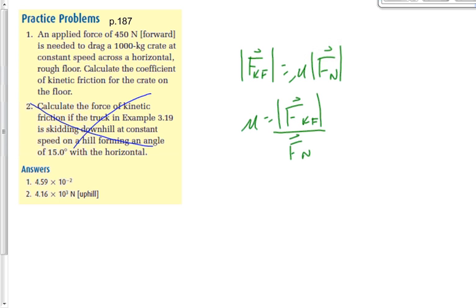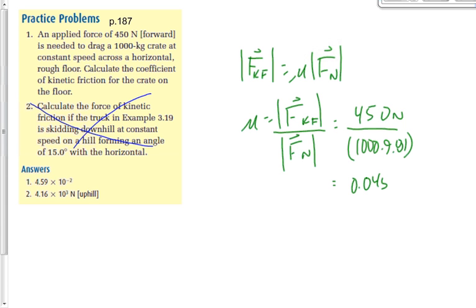We're going to say the force of kinetic friction, 450 newtons, divided by the normal force, which would be 1,000 times 9.81. And when we do that math, we should get 0.0459. No units, just 0.0459 or 4.59 times 10 to the minus 2.